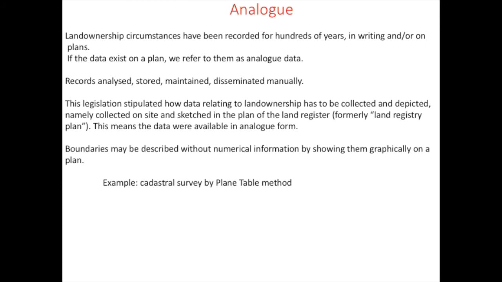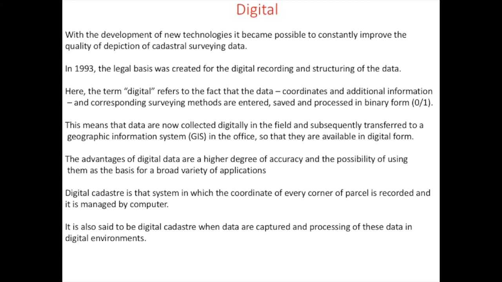Analog cadastre system. This is the traditional one, mostly human effort, and hard copy maps and registers were prepared. It was used to store manually, record and analyze manually. Examples can be seen in the plane table method and other analog system chain surveys. With the development of new technology, it became possible to constantly improve the quality and precision of cadastral surveying. In the year 1993, the legal basis was created for digital recording and structuring of the cadastral system. Here the term digital refers to the fact that the data, coordinates, additional information and corresponding survey method are saved and processed in a binary or digital platform.